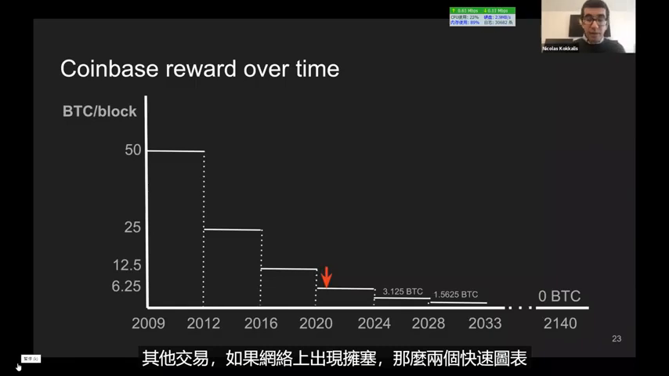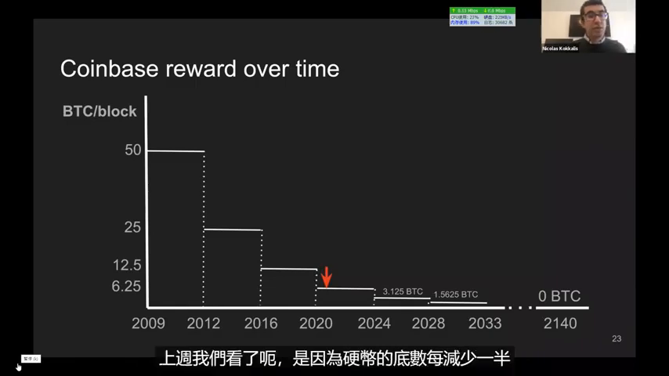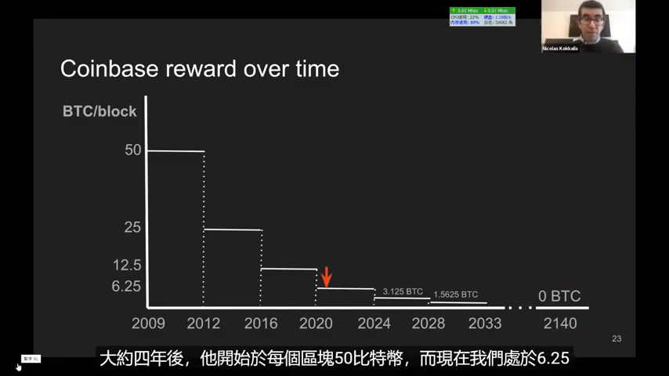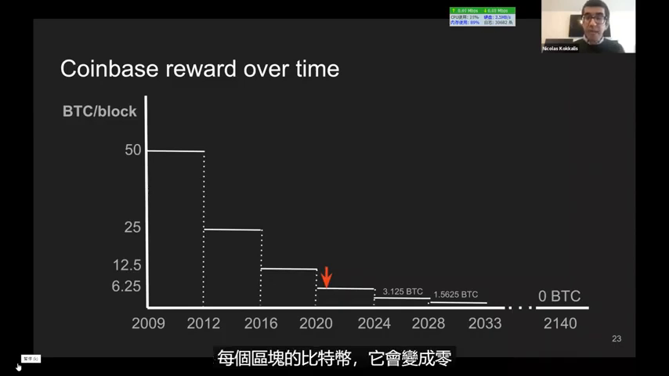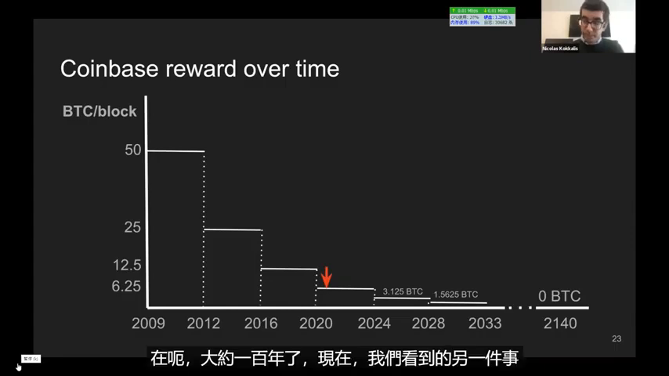Two quick graphs that we looked at last week showed that the Coinbase halves roughly every 4 years. It started at 50 Bitcoin per block, and now we're at 6.25 Bitcoin per block. And it's going to get to zero in about 100 years.